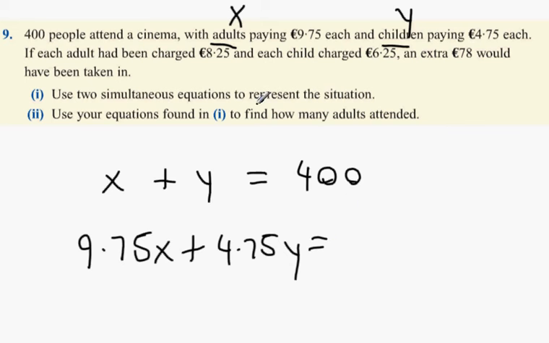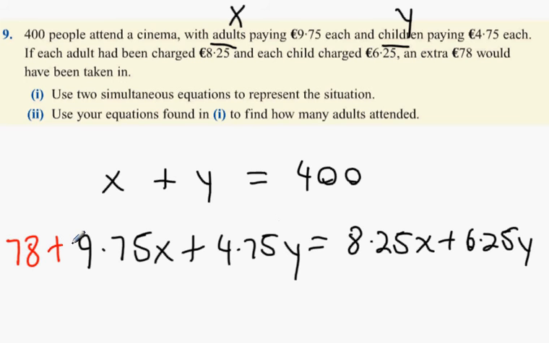This will equal, if we were to charge them at a different rate, $8.25 per adult and $6.25 per child. Which one's the bigger number, left or right? Right is bigger, but how much bigger is it? 78. So if I add 78 onto the left, it balances the equation. They're now balanced.